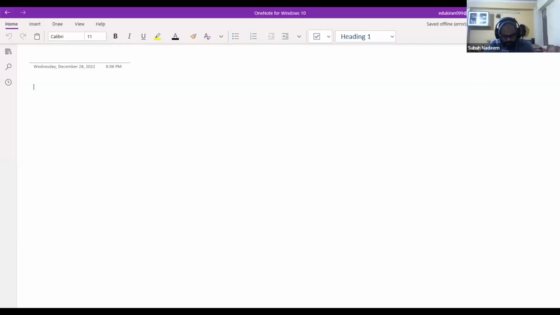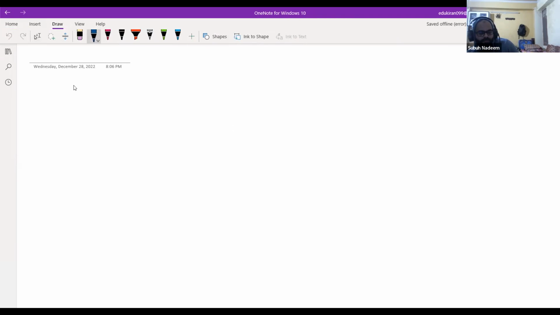Okay. So now the question says that the graph is y is equal to x cube minus 1 into 2 minus x, right? And you have to find the equation of the tangent at the point 1, 0.